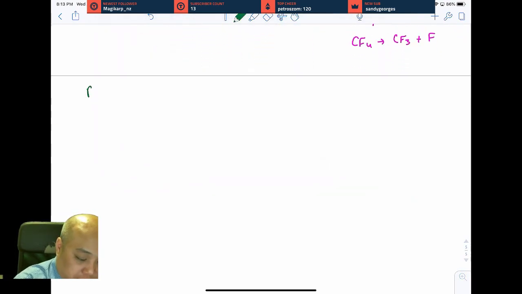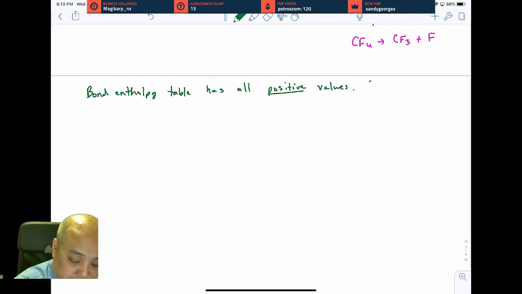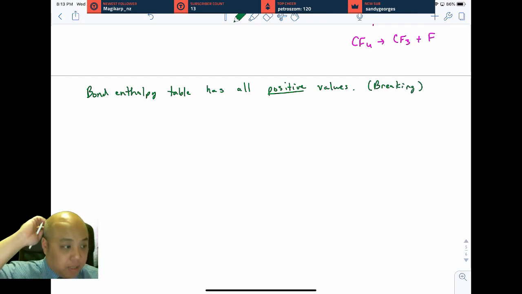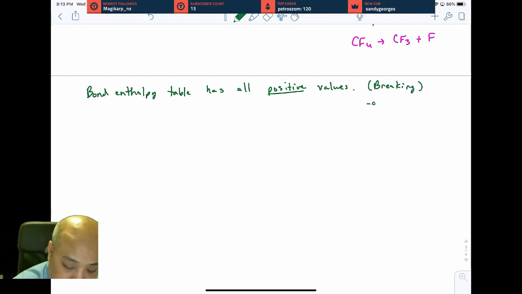your bond enthalpy table has all positive values. Okay, that's because it is breaking the bond. Breaking the bond requires absorption of energy. So it is considered endothermic.